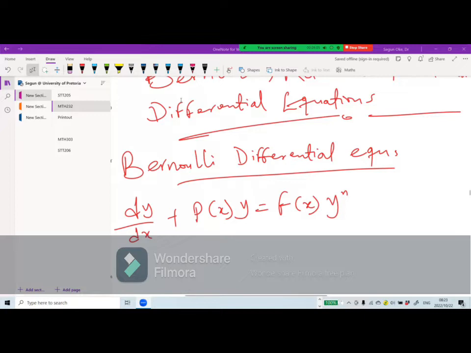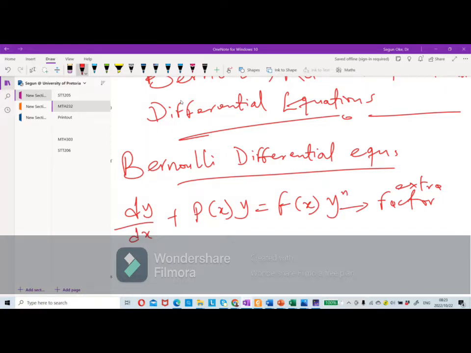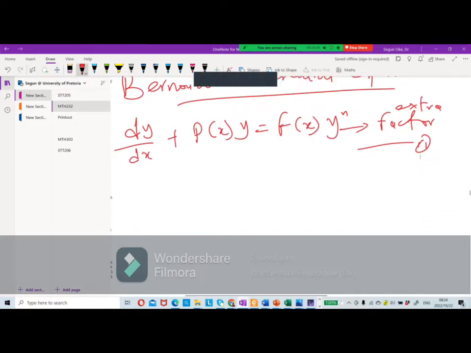Now we're working on the Bernoulli differential equation. When you have a differential equation that has an extra factor of this particular form, it's called a Bernoulli differential equation. We can call this one equation 1. Under equation 1, can you see my screen, please? Yes, sir.